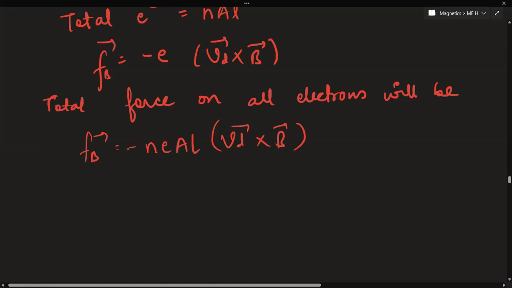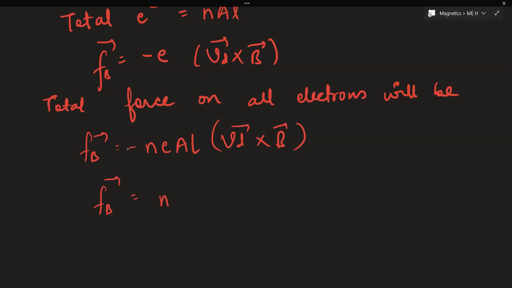Now, if we just interchange something over here, NEA, just make drift velocity outside, put current, this length of the conductor in the bracket. Can anyone tell this quantity?